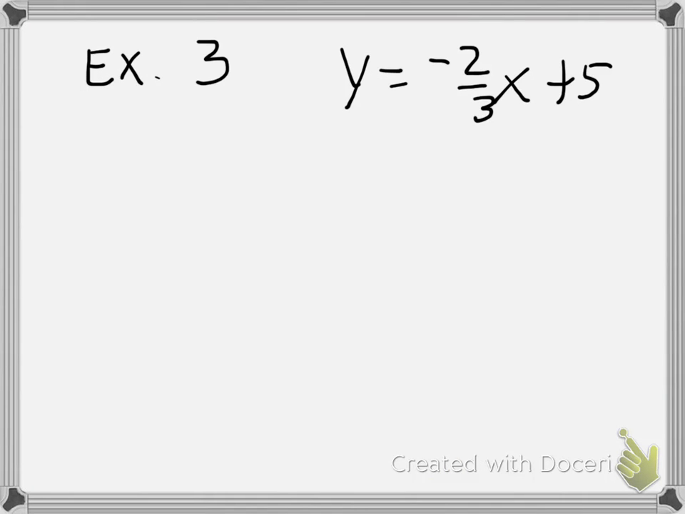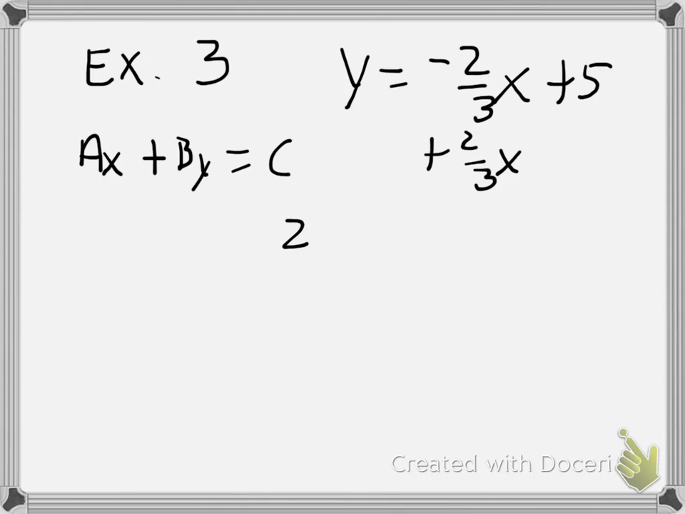So for example 3, we need to write y equals negative 2/3 x plus 5 into standard form. So if you remember, our standard form is ax plus by equals c. So basically what we need is our x's and our y's on one side together and our constant c on the other. So for this equation, the best thing to do would be to add 2/3 x to both sides, and it would give us 2/3 x plus y equals 5. So now this is in standard form.